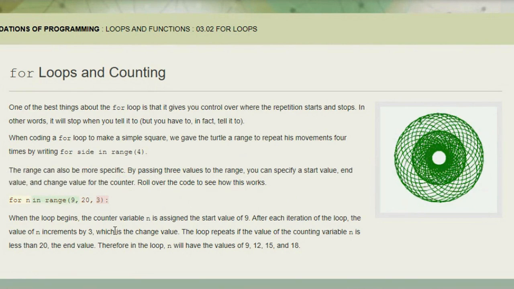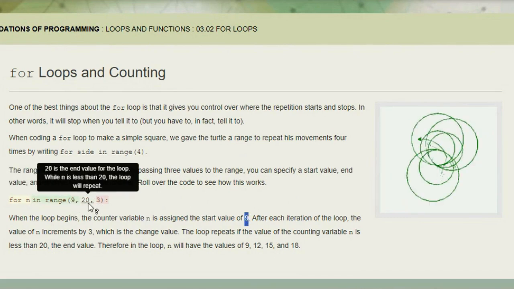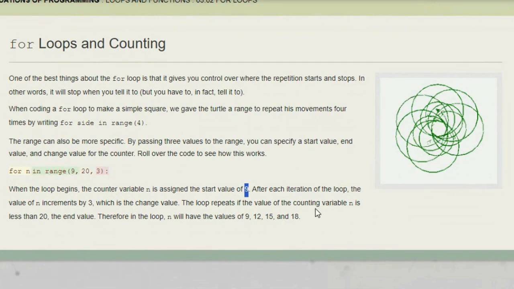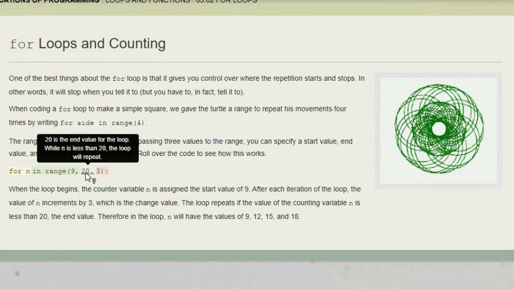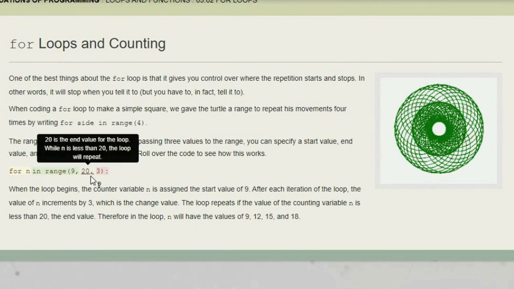So when the loop begins, the counter variable n, right there, is assigned the start value of 9 because that's the first number we put in the parentheses. After each iteration of the loop, the value increments by 3 because that's the number we put at the end. It repeats if the value is less than the ending number. So the loop will have values of 9, 12, 15, 18. Then it'll be equal to 21, so it will stop because it's reached the ending number.